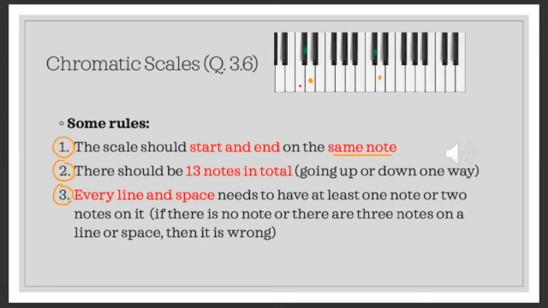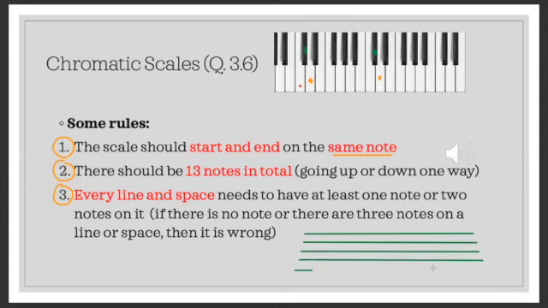And then the third step or rule: every line and space needs to have at least 1 or 2 notes on it. If there is no note, or if there are 3 notes on a line or space, then it is wrong. I'm just going to quickly demonstrate that on some manuscript. Just like a major or minor scale, there should be a note on every line and space between one note and the other in an octave.